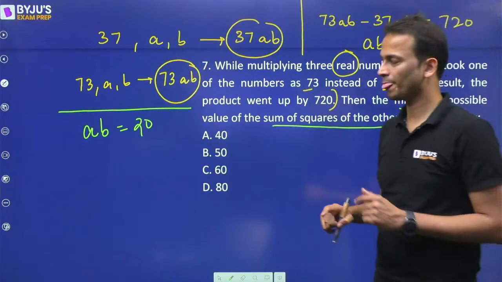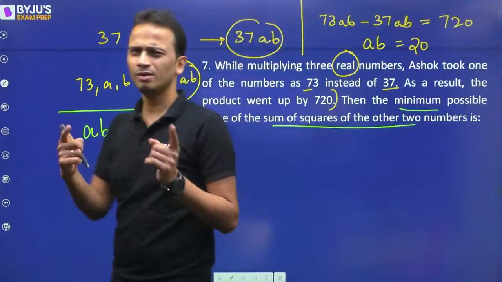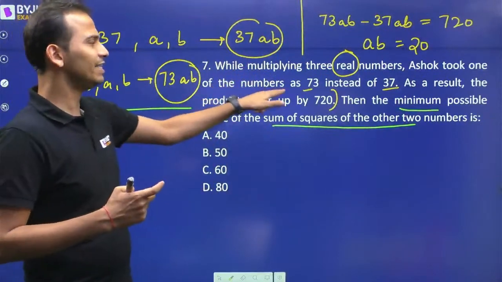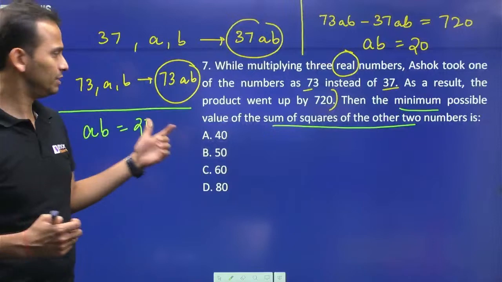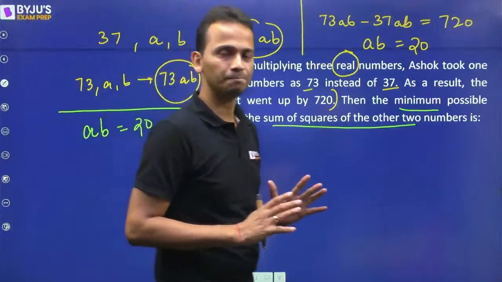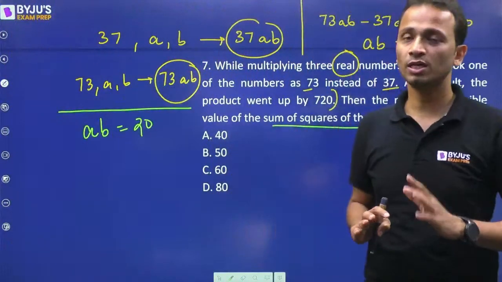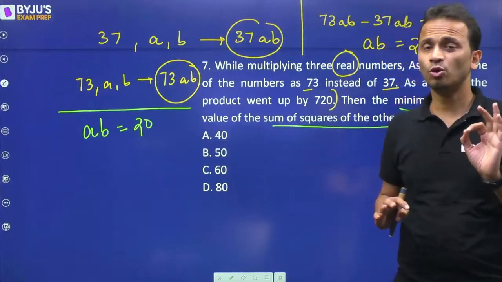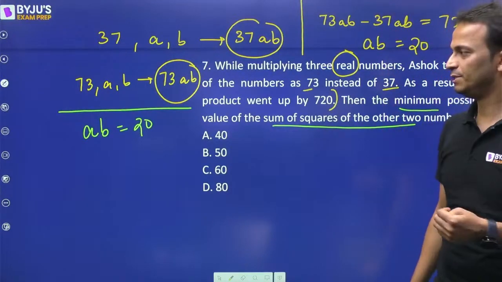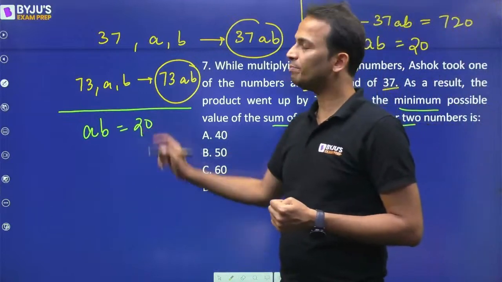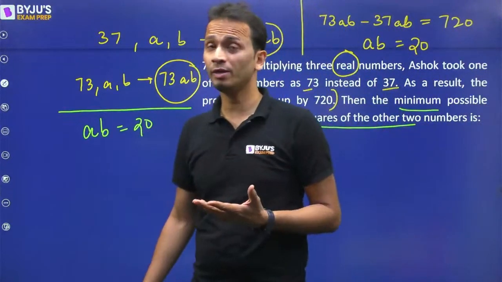two numbers. So they are not bothered with the number, original number. ये जो है 73, 37, ये सब इसको नहीं देखना. They're talking about the other two numbers. That means they're talking about A and B. So we have to find out the minimum value of the sum of the squares of A and B. Okay. Now A and B को minimize करना है, इनके square को minimize करना है.